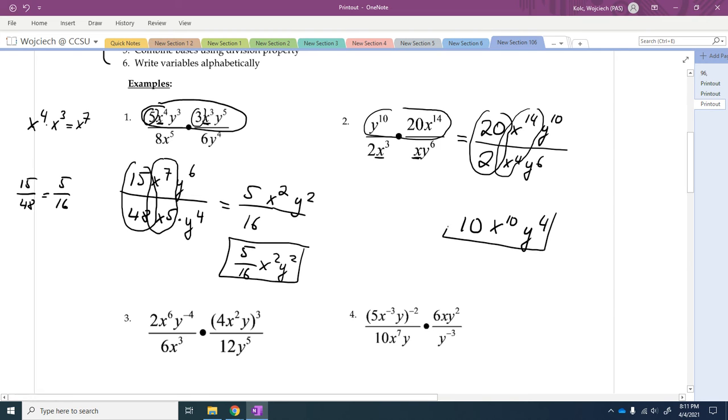That's my final answer because I don't have any negative exponents and I already simplified everything.